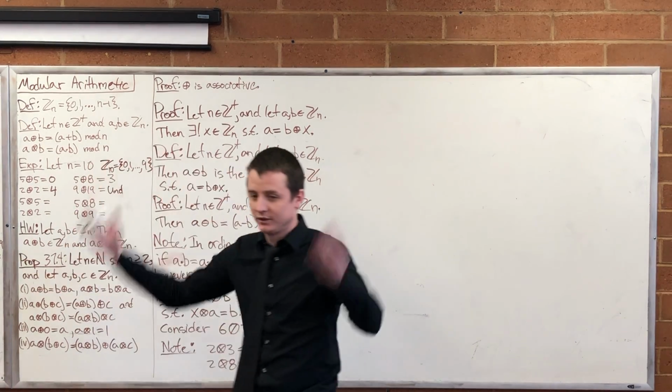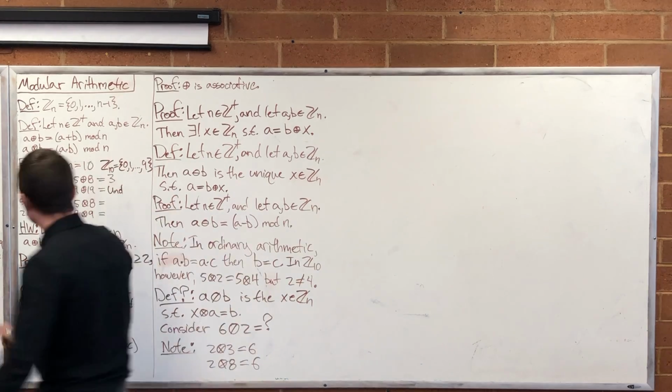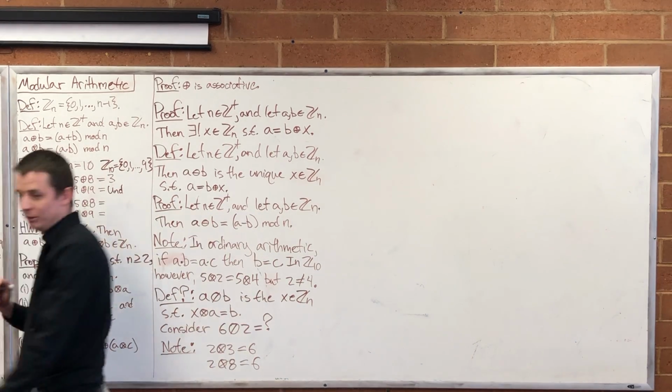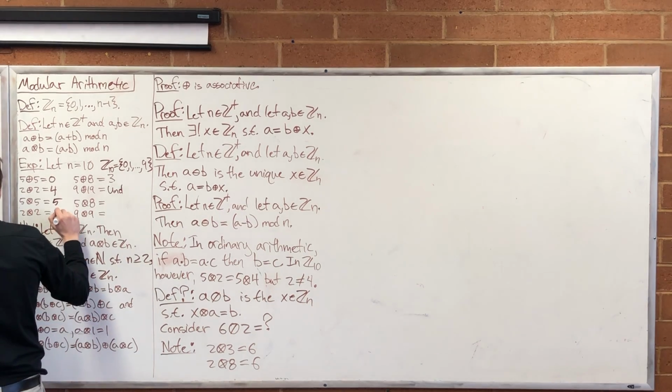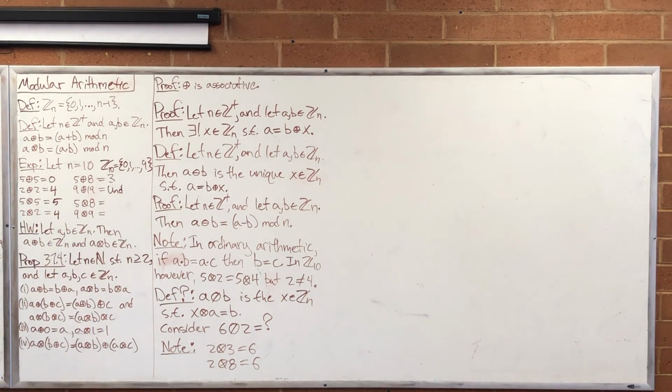5 times 5? 5. Right? 2 times 2? 4. 5 times 8? 0. Lastly, 9 times 9? 1. Good job.